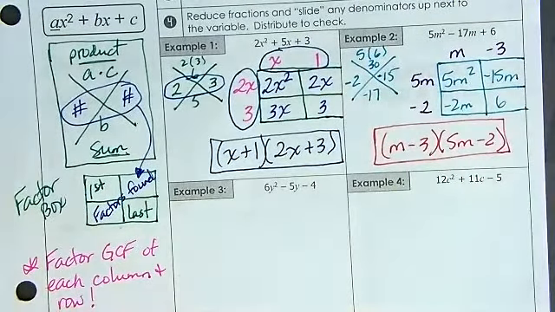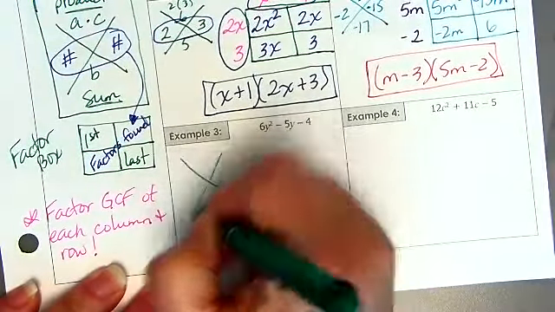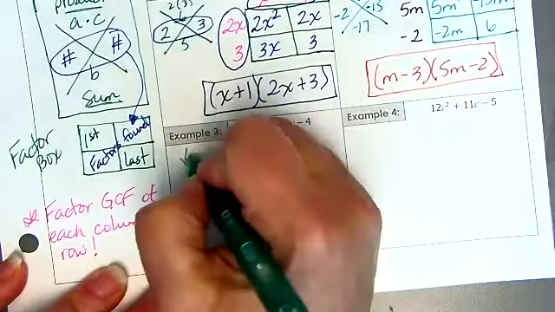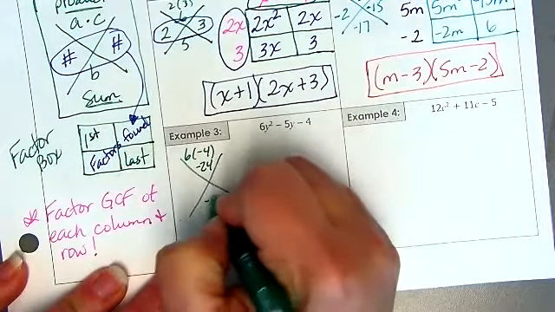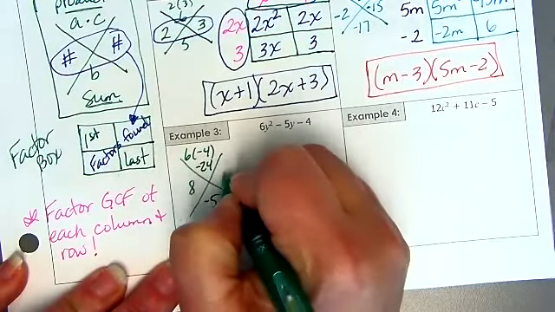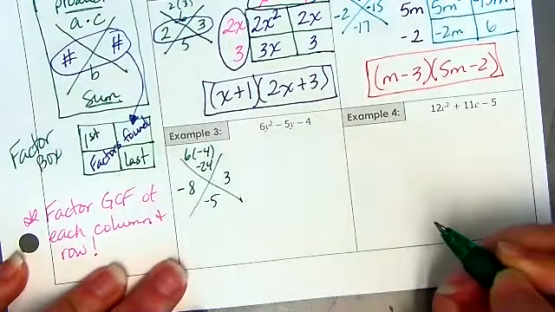There's my final answer. Okay. Next. Product sum box. So I have 6 times -4, so that's -24, and -5. So I'm thinking 8 and 3. I just got to figure out which one's negative. The 5 is negative, so therefore the bigger one has to be negative.